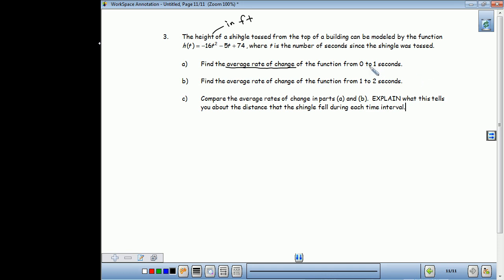So we're doing it from 0 to 1 seconds. So you need to evaluate the function at 0 and evaluate the function at 1 second. Please plug those numbers in and evaluate the function. We have to do the 1 to 0. That seems kind of not easy. 0 is really easy.